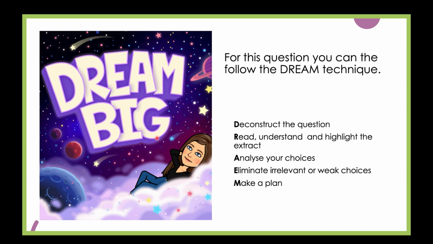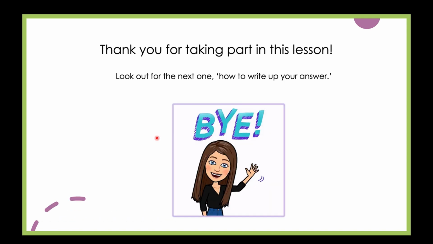And just remember, just to recap everything that we've been through, if you want something easy to remind you of how to approach the extract question up until the point of you writing it up, then just remember the DREAM technique. So deconstruct the question, read, understand, highlight the extract, analyse the choices that you've made in terms of what you've highlighted, get rid of, eliminate any irrelevant choices or weak choices, now you've got a better plan, and then to have your formal plan.